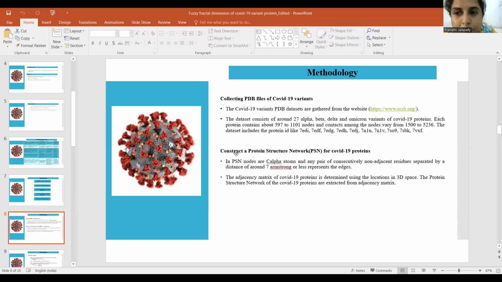After extracting the 3D coordinates, we constructed the distance matrix using the Euclidean distance. Then, after constructing the distance matrix, we applied a threshold value: non-adjacent residues separated by a distance of around 7 Angstroms or less are considered 1 and the rest 0. Then the PSN network is extracted from this adjacency matrix, where the nodes represent the C alpha atoms and the edges represent the non-adjacent residues separated by a distance of around 7 Angstroms or less.